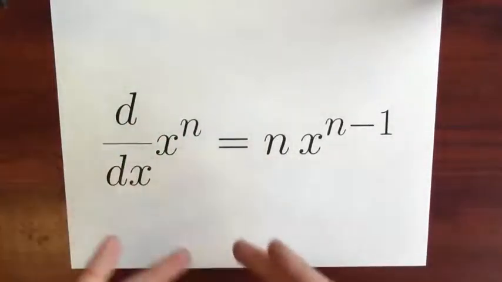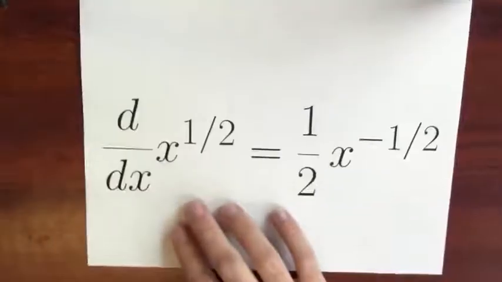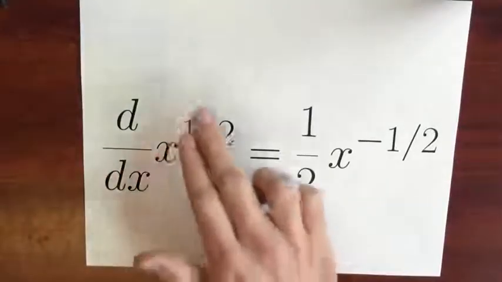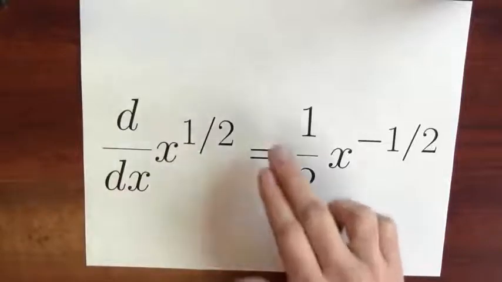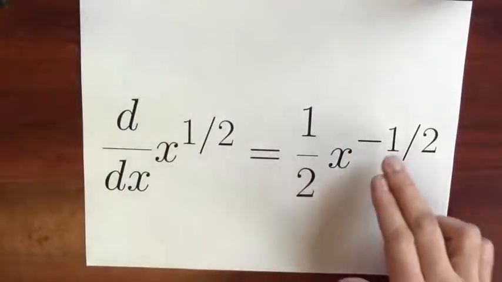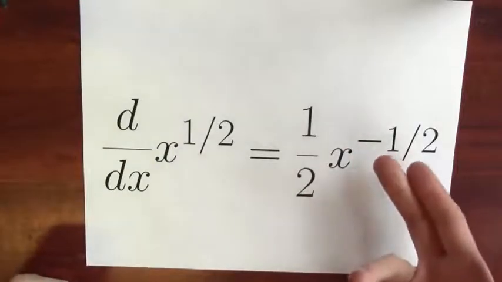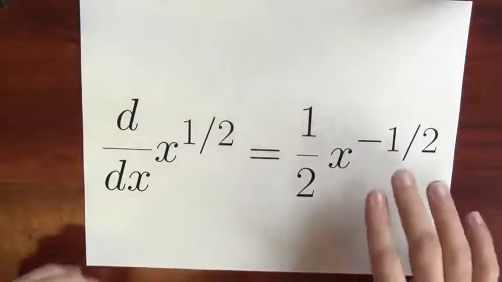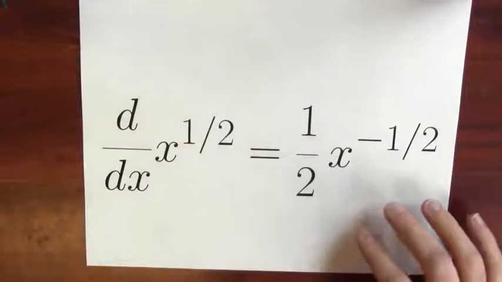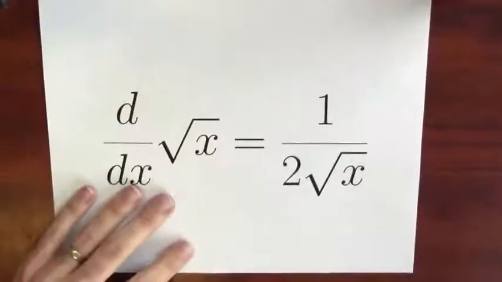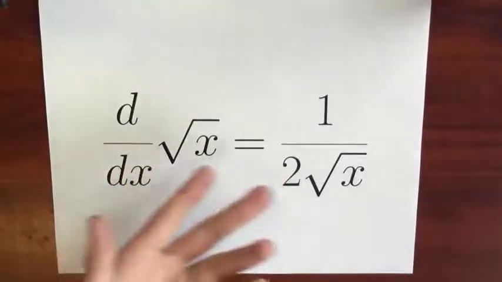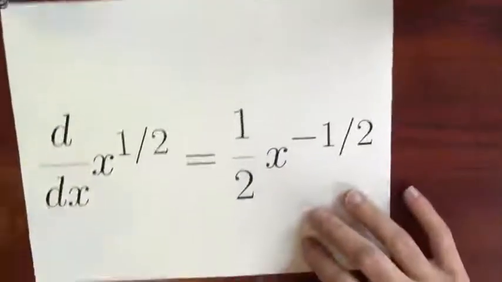So if n is 1/2, then the derivative of x to the 1/2 is 1/2 times x to the n minus 1. And conveniently, 1/2 minus 1 is negative 1/2. This is really the same as this. It's just written here with the square root symbol instead of with the exponents. We can use this derivative rule to help explain certain numerological coincidences.